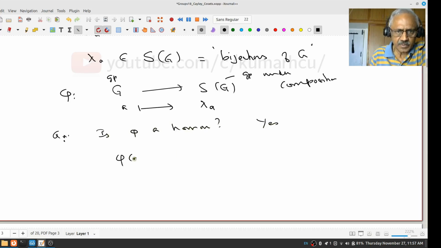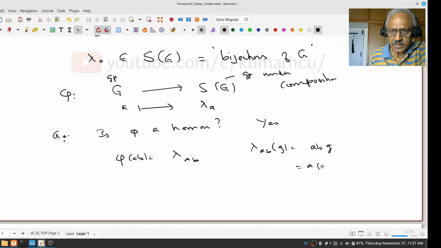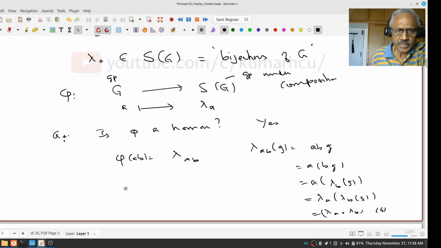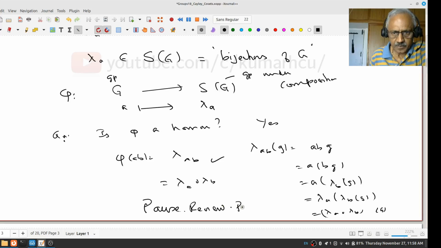That's very easy because phi of AB is lambda AB. But what is lambda AB acting on G? That will be AB acting on G, that is A acting on BG, but that is A acting on lambda B of G. But that is lambda A acting on lambda B of G. This means lambda A composite lambda B acting on G. Therefore, we showed that this is equal to lambda A composite lambda B. Okay, pause, review, proceed.